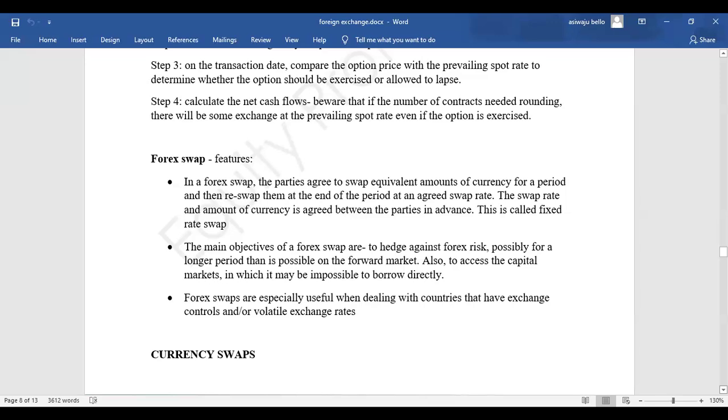Currency swap is a contractual agreement between 2 parties to exchange the principal amount of loan and interest in one currency for another principal amount of loan and interest in another currency. The objective is to protect the company against foreign currency fluctuation.